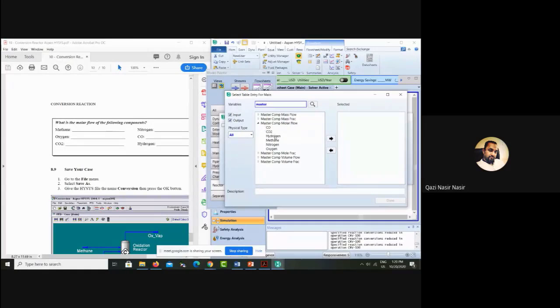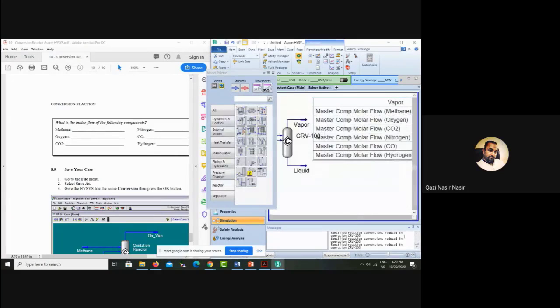Master component flow rate, which one are you looking for? You're looking for methane, you're looking for oxygen, and you're looking for carbon dioxide. This is what you're looking for, molar flow rate, and also you're looking for nitrogen. I think you're looking for everything, right? Just carbon monoxide and what else is left? Hydrogen. Or add all of them. You can add all of them if you have a new version.